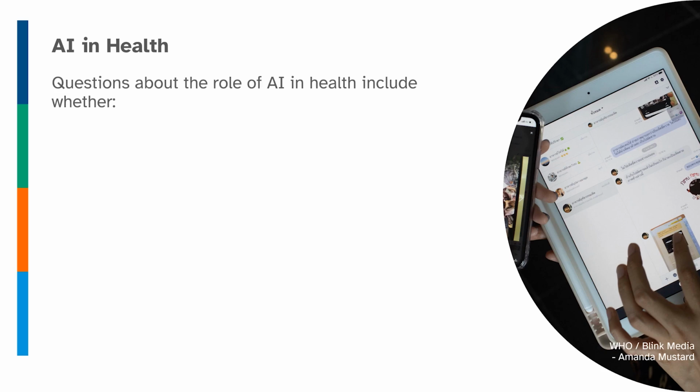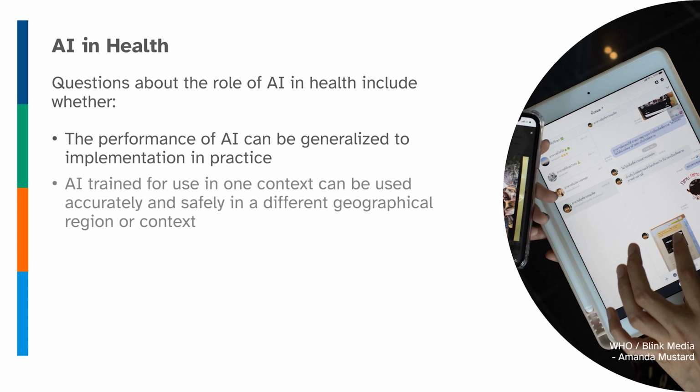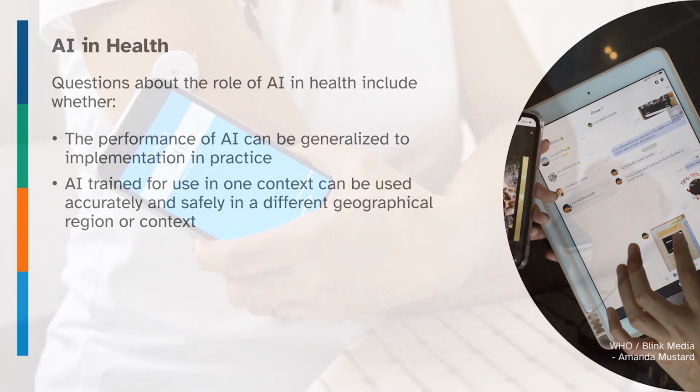Questions about the role of AI in health include whether the performance of AI can be generalized and regulated for implementation in practice, and whether AI trained for use in one context can be used accurately and safely in a different geographical region or context, mitigating any risk of bias.